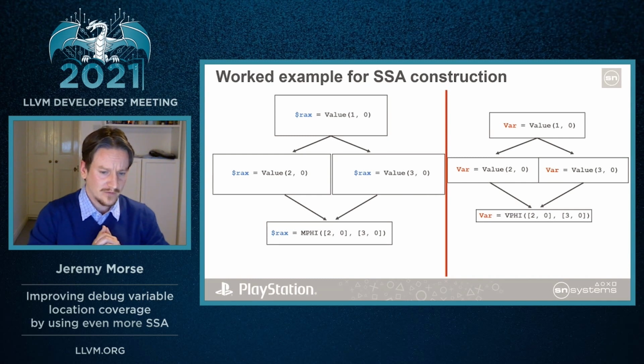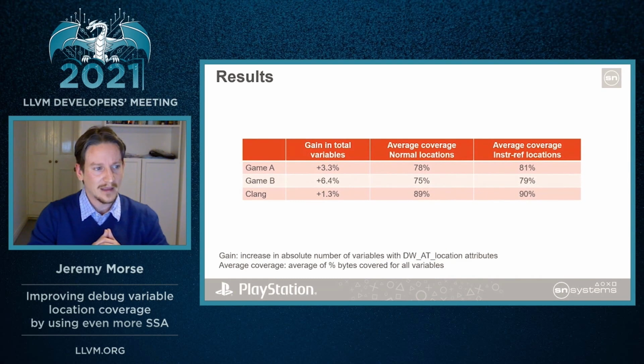Now, is this beneficial for variable location coverage? Well, we've compiled a few bits of game code and Clang in stage 2 to try and work that out. And we see that of all our variables, there's an improvement in the number that have location attributes attached to them. One game it goes up by 3% and another 6%. In Clang, a modest 1.3%. And I've also been calculating the probability that you have of seeing any particular variable.